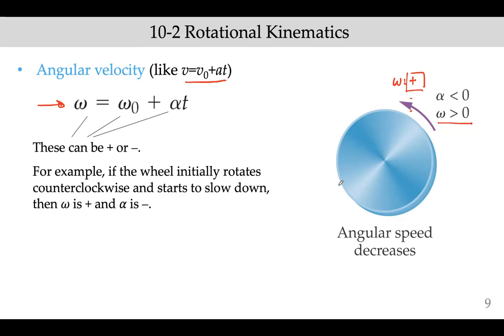So this is positive angular speed. If it rotates this way, and it starts to slow down, maybe there's a force or friction, something. Now, what happens to the acceleration? Is it positive or negative angular acceleration? Well, if it's slowing down, then it should be negative. This is negative. And in the following slides, I will show you all 4 cases where both the angular velocity and the angular acceleration can be positive or negative.